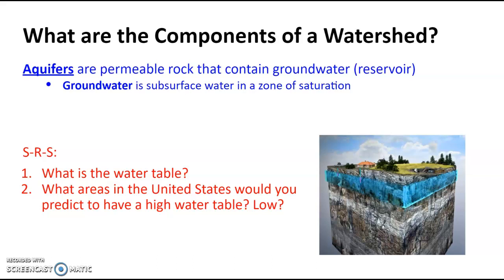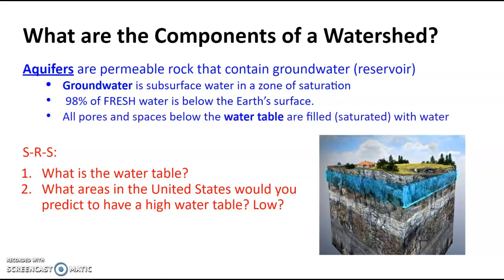And this is why we can often drill wells down and access water through the bottom of a well. So 98% of our fresh water is actually below the Earth's surface, and that's why water wells have been so important historically. All the pores and spaces below the water table are filled with water. And so often if you dig down a little bit, there's no water. But if you dig down to the water table and below, there's a lot of water. And that's how wells work.